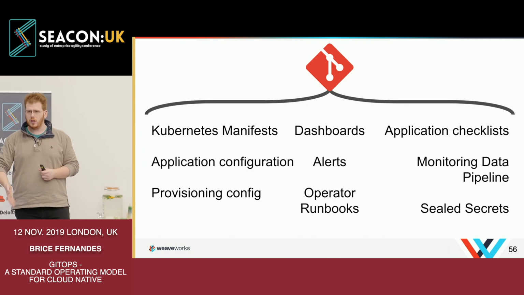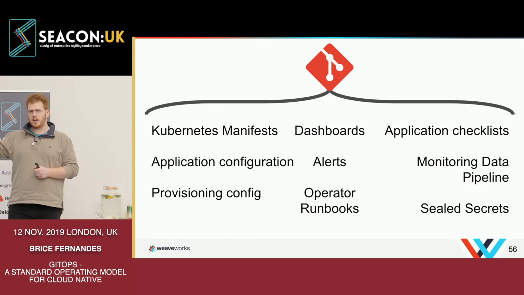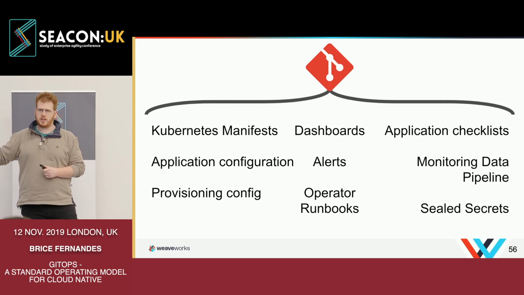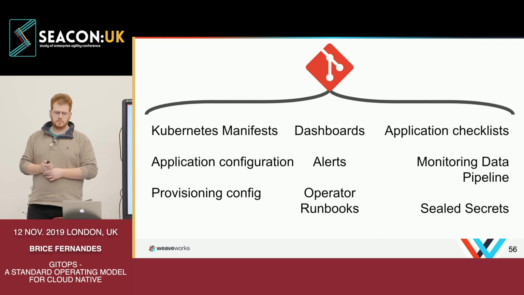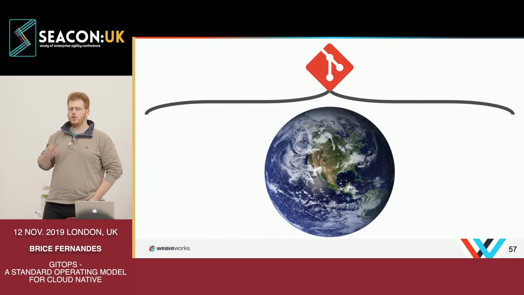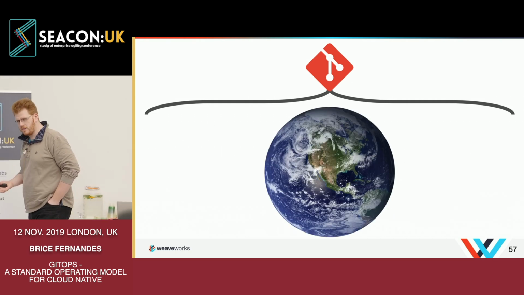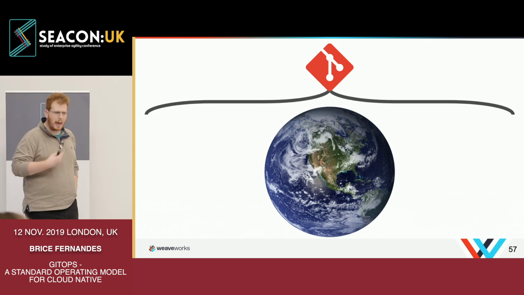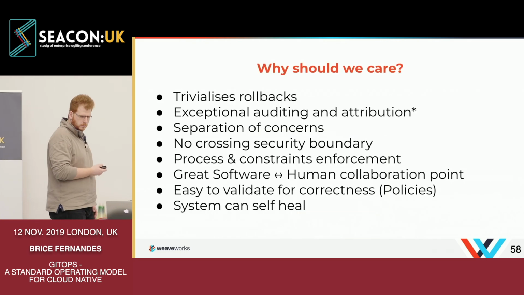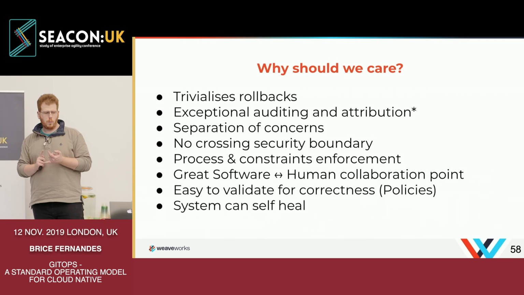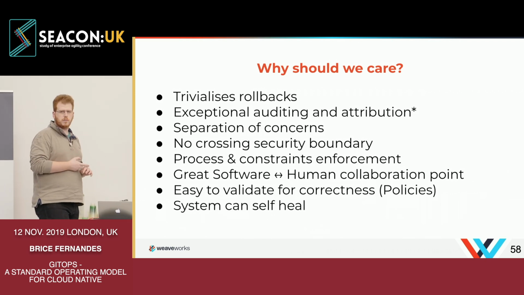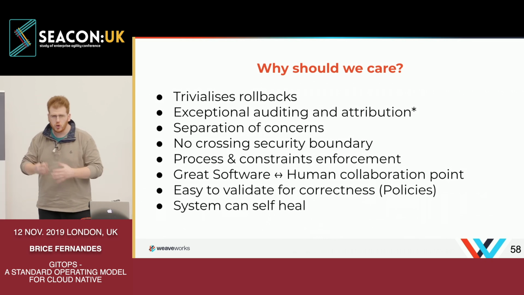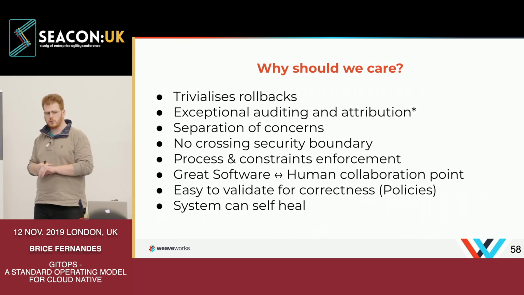You change the system, you change the dashboards, you change the alerts, you change the documentation and the runbooks. All of that together as a single change set. So all the things that describe your system and that describe how to operate your system. So we get trivial rollbacks out of this. We get really good auditing and attribution. Not just good, exceptional auditing and attribution.